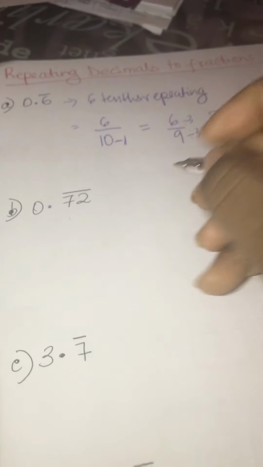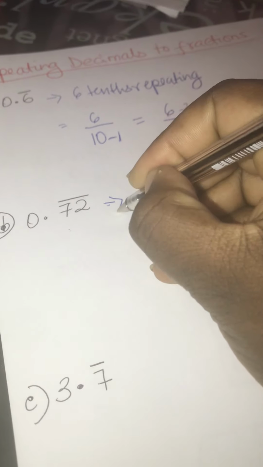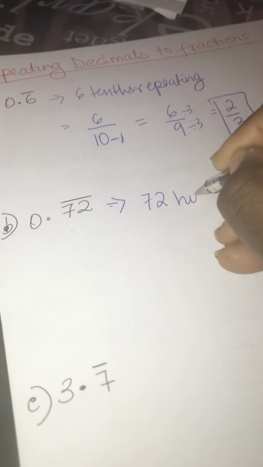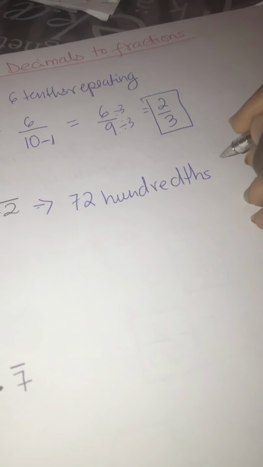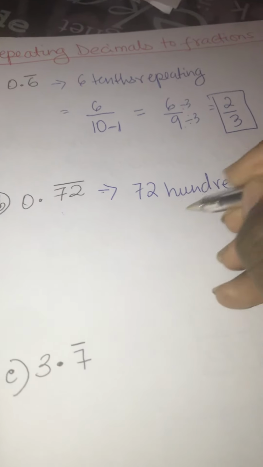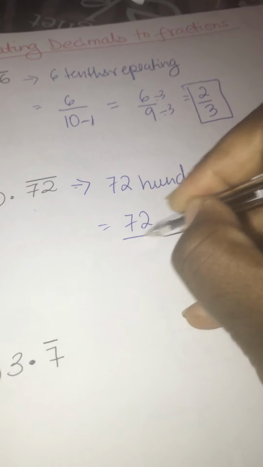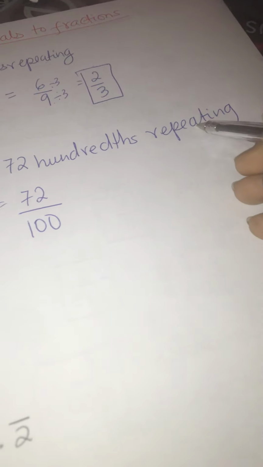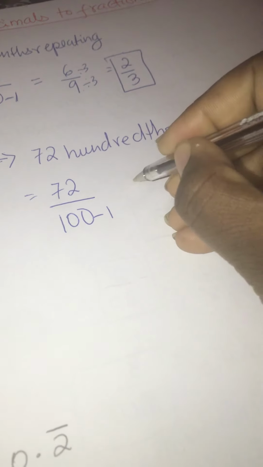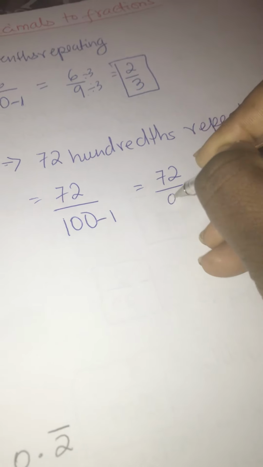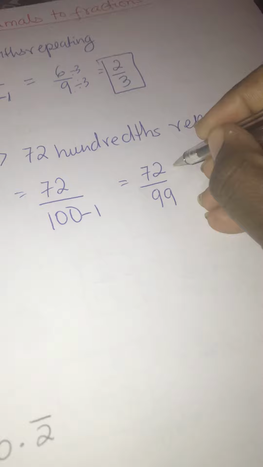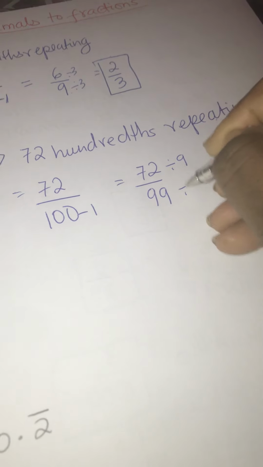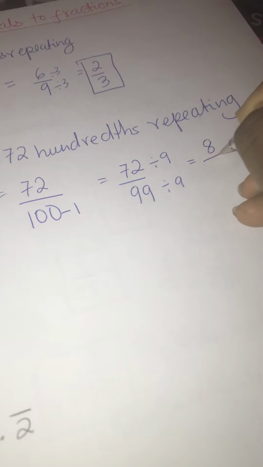Now let's do this one. This becomes 72 hundredths repeating. Okay, so that becomes 72 out of 100. Because I said repeating, I will subtract 1. That becomes 72 out of 99. I have a common factor because Miss Lillian knows her times table. So my common factor is 9. So this is 8 out of 11.